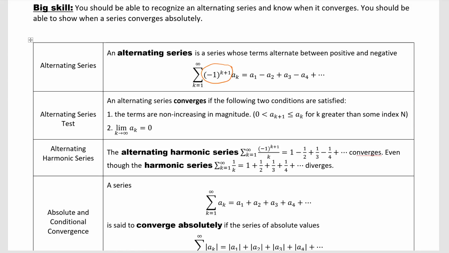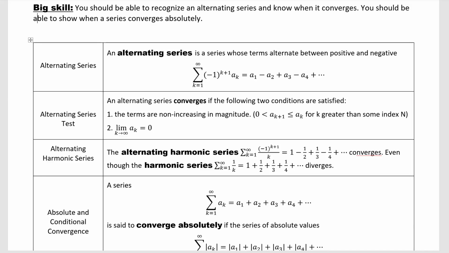Sometimes you may see this factor is maybe -1 to the k instead of k plus 1. It really depends on whether the first term is positive or negative, and what your index is. Does your index start with 1 or start with 0? So if the sign of a series alternates between positive and negative, then this is an alternating series.